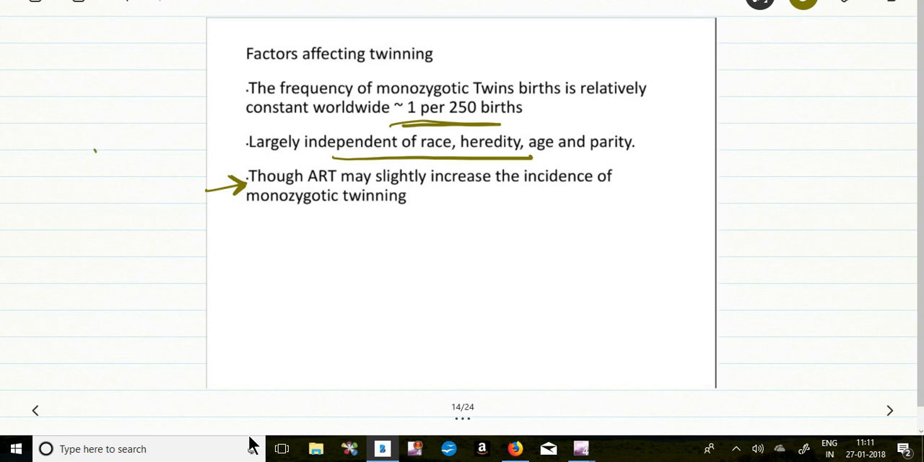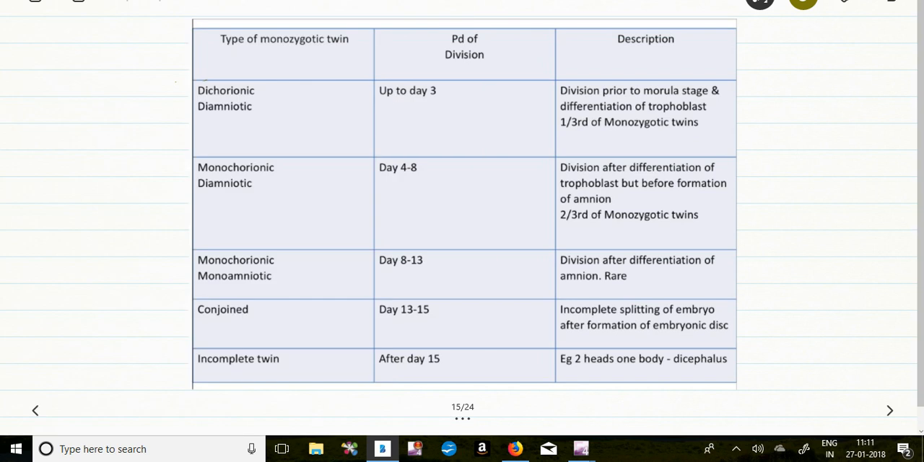Another thing is, when you do ART, you actually manipulate the embryo in the lab. Because of this manipulation, there might be some injury to the embryo and it might divide inside, and this may increase the risk of monozygotic twinning. So ART is also associated with increased risk of monozygotic twinning. Now, since the question has various types of monozygotic twins, I thought we will discuss this also. What are the types of monozygotic twins that you can have?